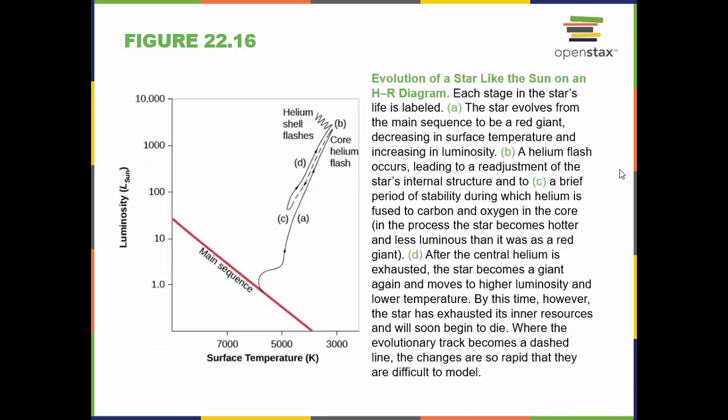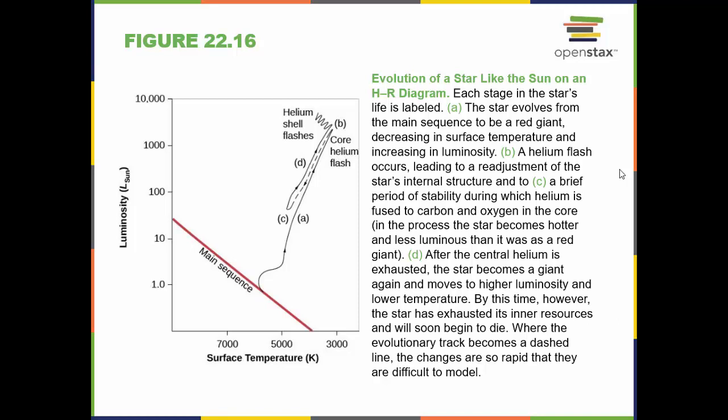So if you look at the evolution of stars like the Sun on the HR diagram, each stage in the star's life is labeled. So if we look at A, the star evolves from the main sequence to become a red giant, decreasing in surface temperature and increasing in luminosity. So it gets colder and brighter. And then in B, a helium flash occurs, leading to a readjustment of the star's internal structure. And we see a bright flash.